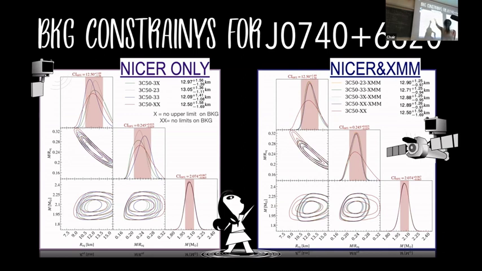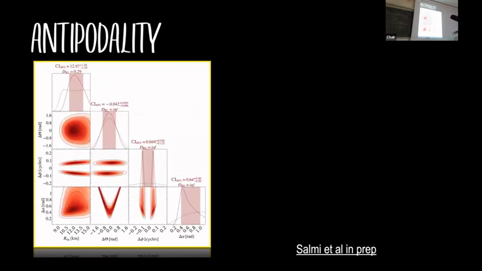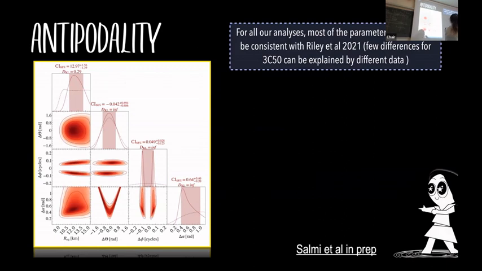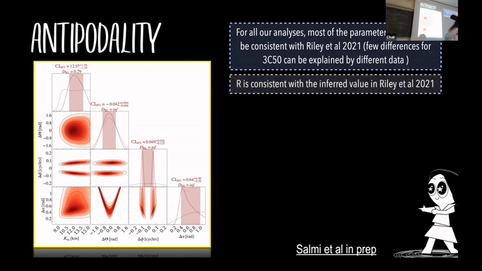And here are these corners, NICER only and NICER plus XMM, and you see they are pretty consistent. And actually, at least for this pulsar, it looks like the cross calibration does not seem to be a problem. And finally, as a last point for J0740, we explore antipodality, and it is clear that we need quite a strong antipodality constraint. So we know that it has to be 25 degrees away from antipodality with 84% probability.